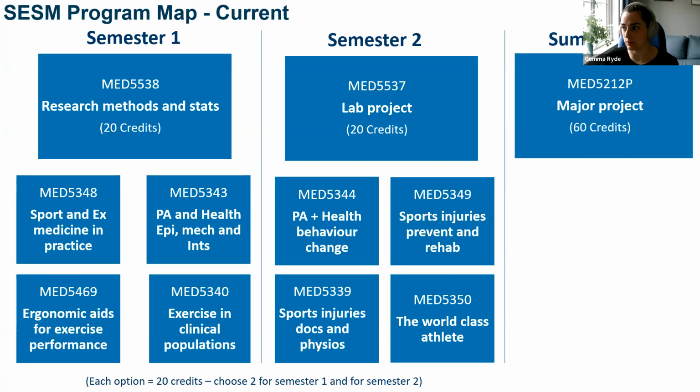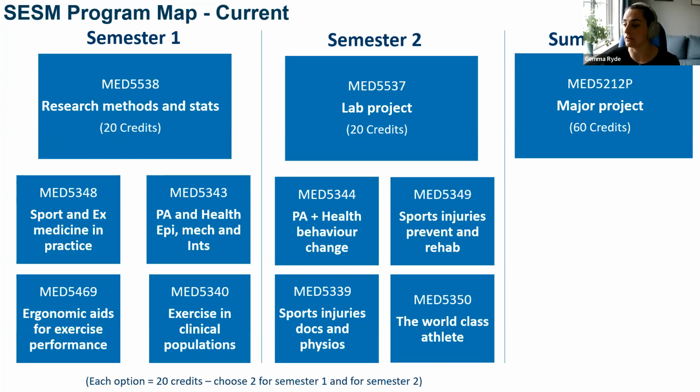In the second semester, we have a compulsory lab project, worth 20 credits, and that gets you into the lab and actually working with us doing VO2 max testing, but applying those exercise tests in a more research way. If you've ever done anything like this at undergrad, you probably learned about the tests themselves, but in this situation we get you to apply it.